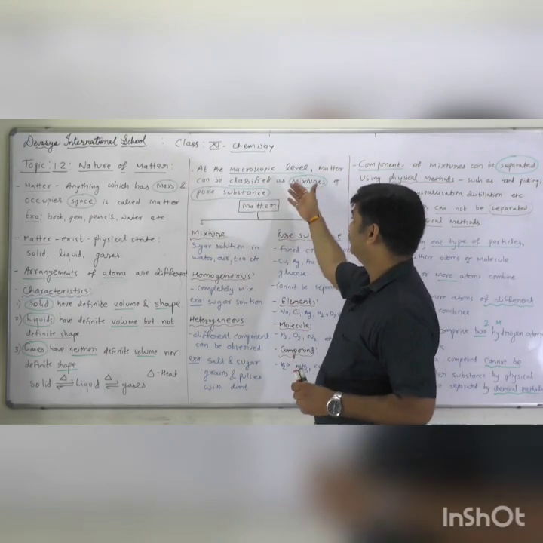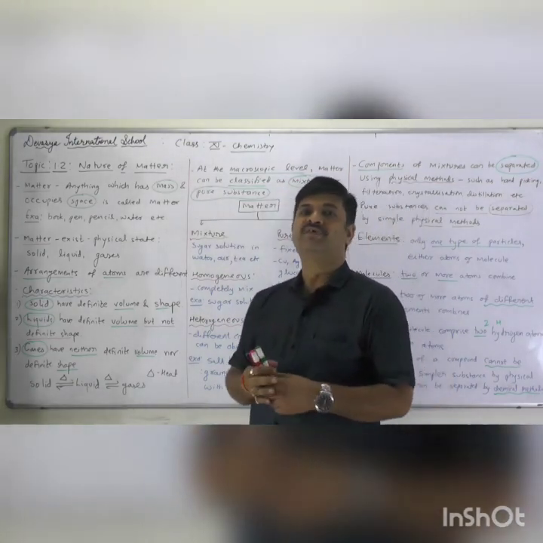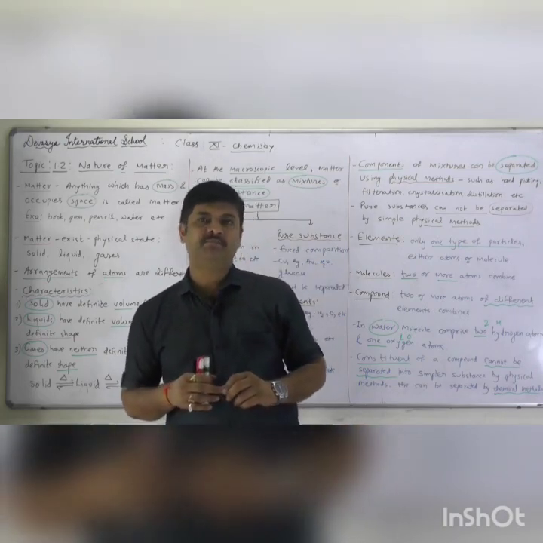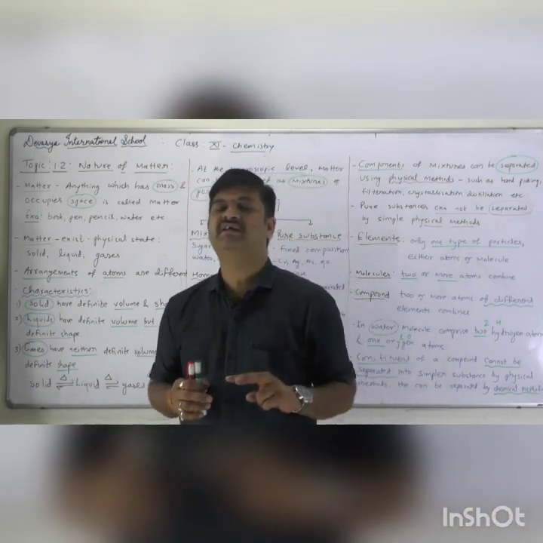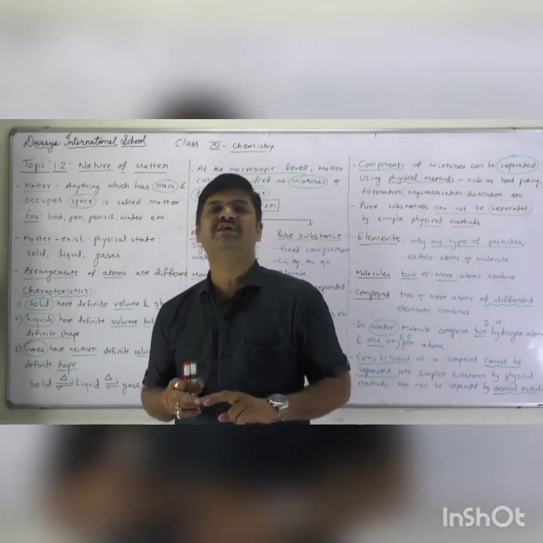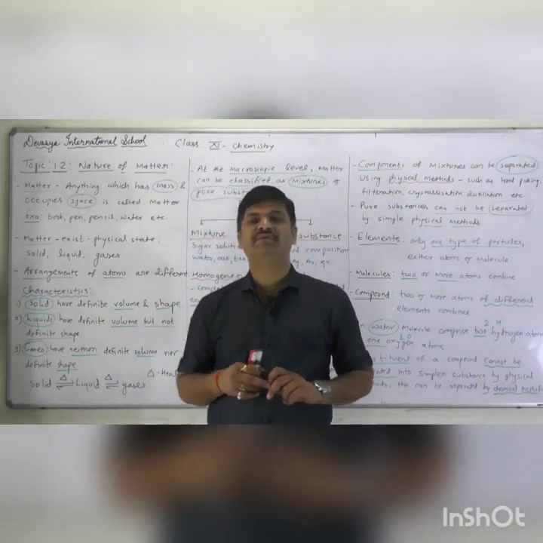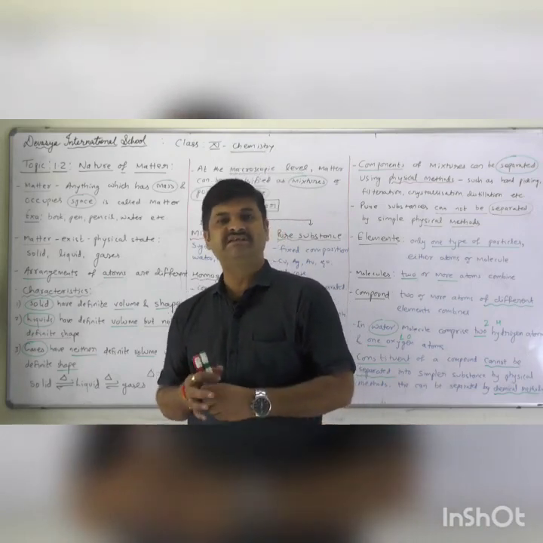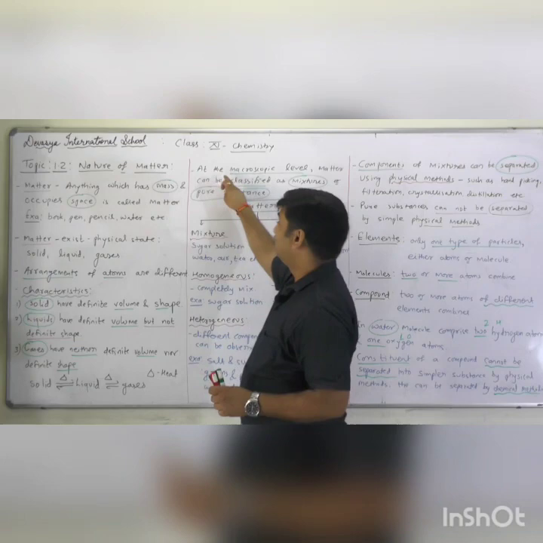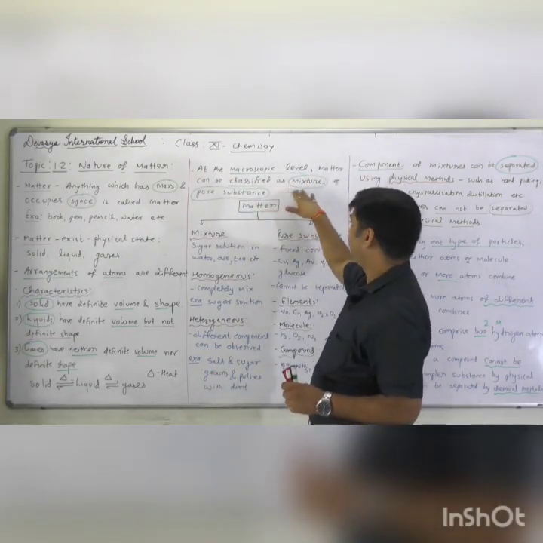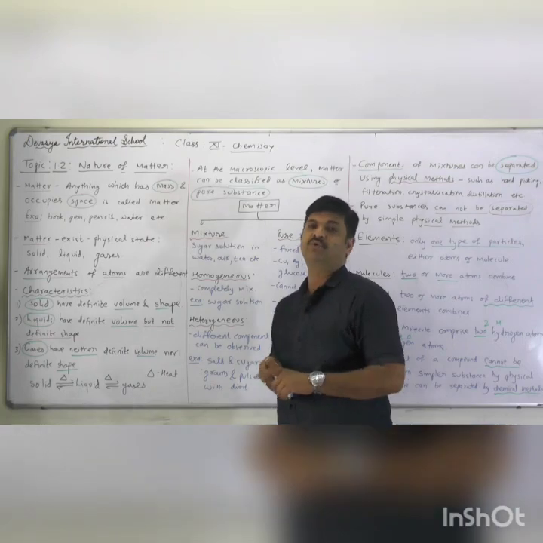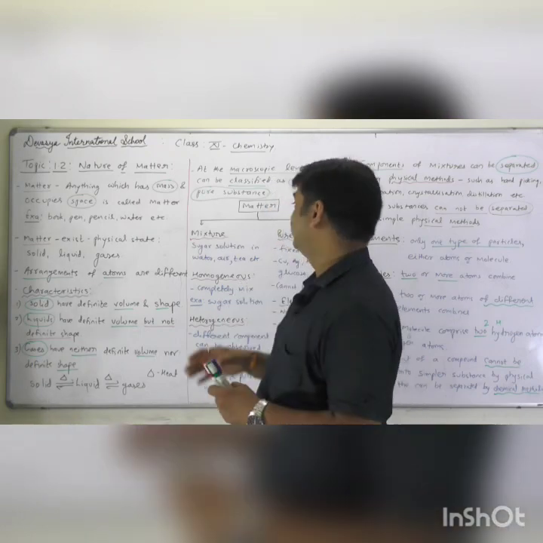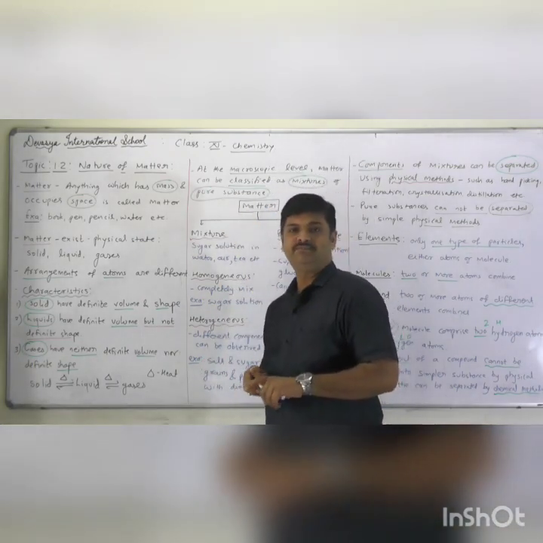Now next part जो आता है, तो at the macroscopic level, देखो, whenever we are doing analysis of any material, then two different type of level is there. One is micro, means smallest one, and second one is macro, means larger one. So here we are not discussing micro level, but we are discussing macroscopic level. At macroscopic level, matter can be further classified as mixture or pure substance.